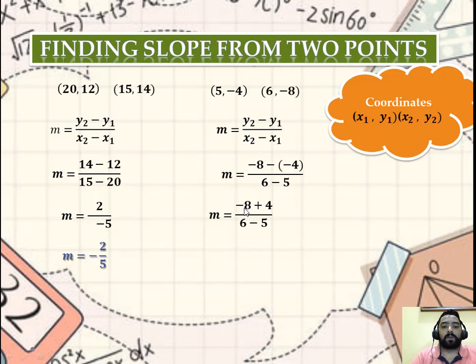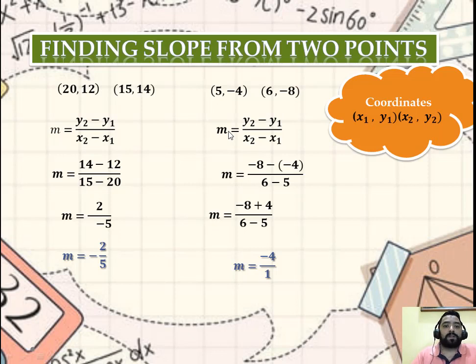Then we are going to subtract. Negative 8 plus 4 gives us negative 4. 6 minus 5 gives us 1. So the slope given these 2 points is going to be negative 4 over 1. And remember to identify x1, y1, x2, and y2. This is the first step before using the formula.